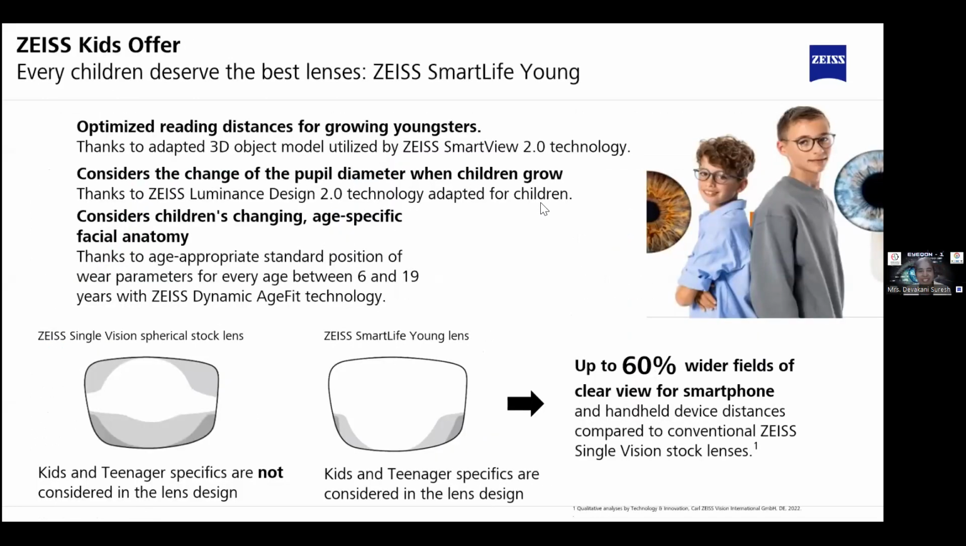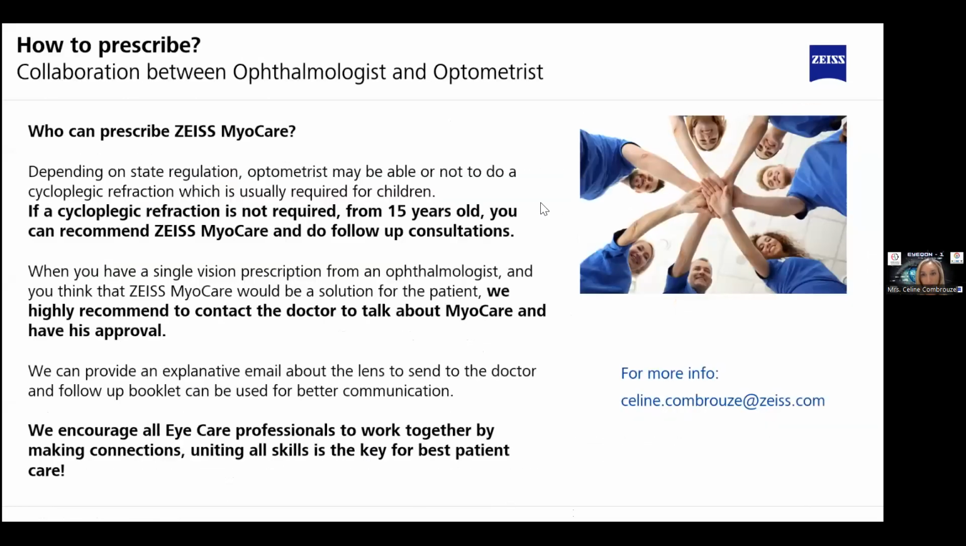So, yeah, we have 60% wider fields for all types of children from 6 to 19 years old who are not having myopia progression. Finally, this is the last slide. I just would like to talk about something which is really important. Who can prescribe Zeiss Myocare? It's really depending on the state, on your country regulation.